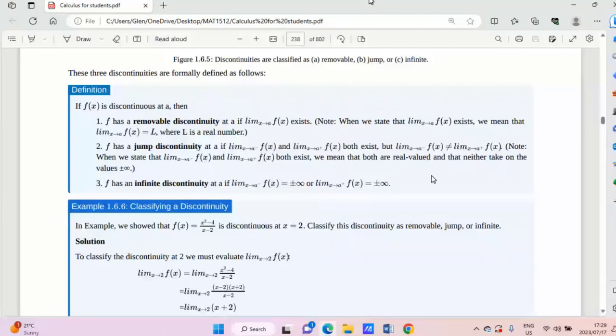So if the limit exists from the left and you get 2, and the limit exists from the right and you get 3, it will now fall under jump discontinuity, because the limits from the left and the right are not the same. So they exist, but they're not the same.